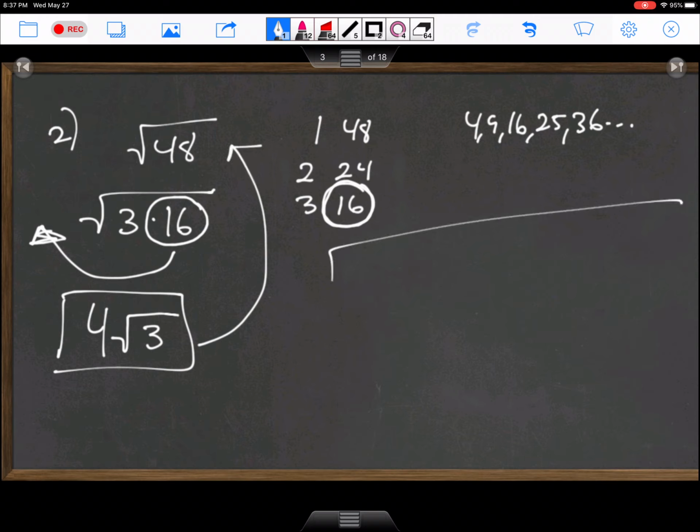Now, let's say you think you screwed up. And you thought of 48 as the square root of 4 times 12. That's cool. You're like, okay, I'll take this 4 outside here. Come on, 4, get out there. And I got 2 square roots of 12.